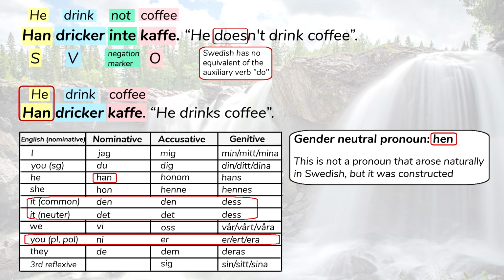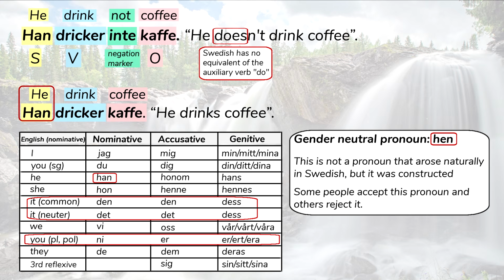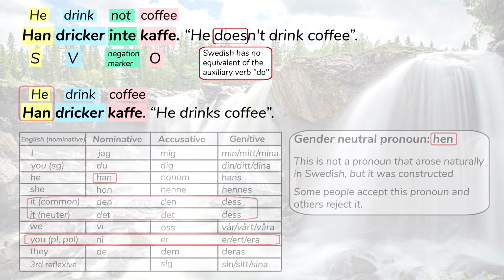This is not a pronoun that arose naturally in Swedish, but it was constructed in order to replace the use of masculine pronouns in contexts when you are not specifically referring to a man or a woman. You know, in English I might use he or she in such a context. Some people accept this pronoun and others reject it. It isn't widely used in speech, but it's sometimes used in writing and on TV.